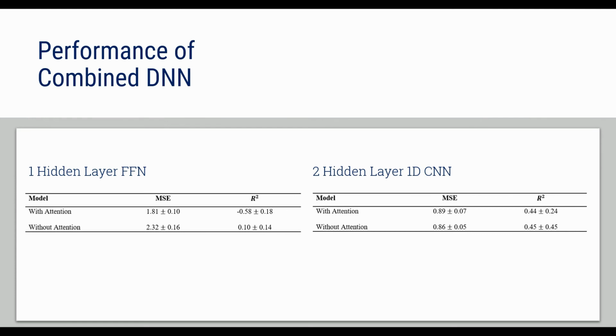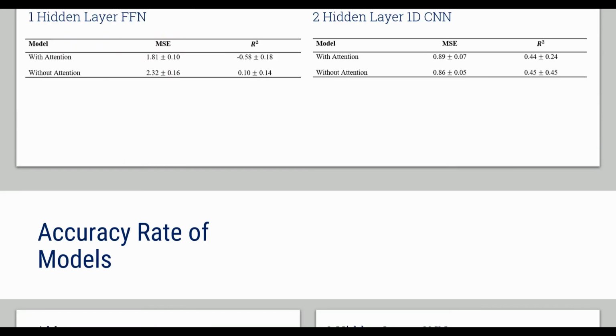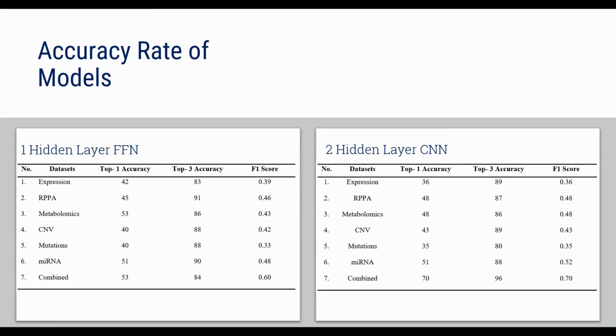Based on the performance of the combined DNN, we can observe that the 2 hidden layer 1D CNN outperforms the 1 hidden layer feed-forward network on the basis of better MSE and better R-square values. For the accuracy rate of the models, we computed the rate at which the most effective drug predicted by our models was actually the most recommended drug for the specific cancer cell line. The top 1 and top 3 accuracy represent the rate at which the true drug was predicted by our methods as the topmost drug and within the top 3 drugs respectively.